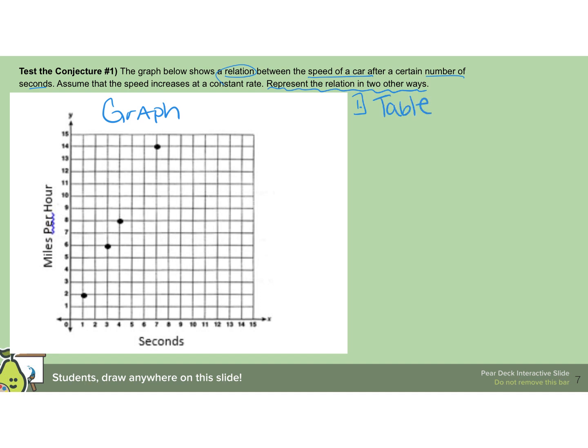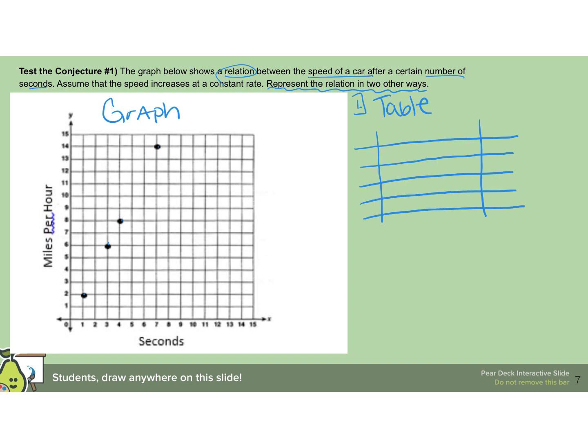So we had a table in our think about it, and we turned it into a graph. This time we have the graph, we're going to turn it into a table. So we have 1, 2, 3, 4 points that we need to put on our table. One, 2, 3, 4. We need to label it. Whenever you have a table, you've got to label it.